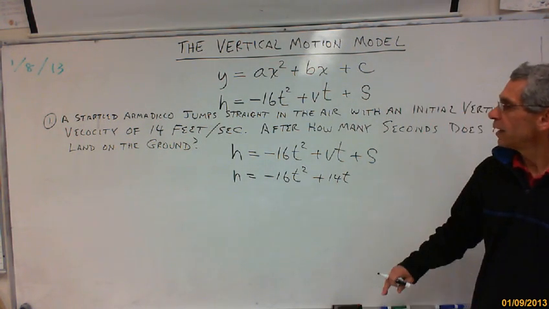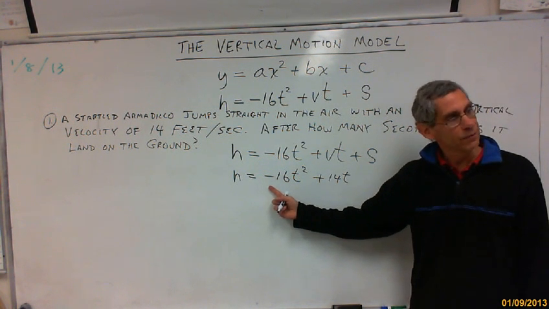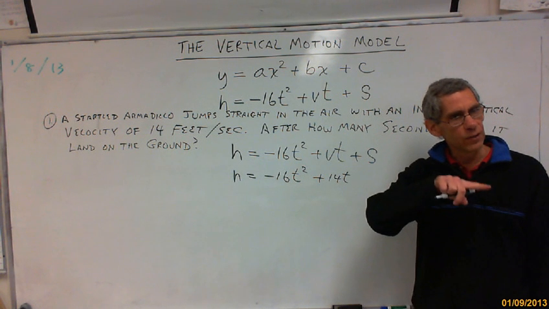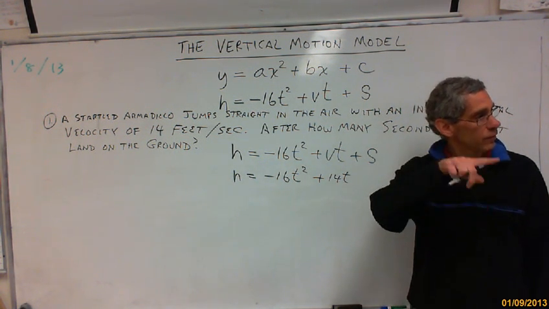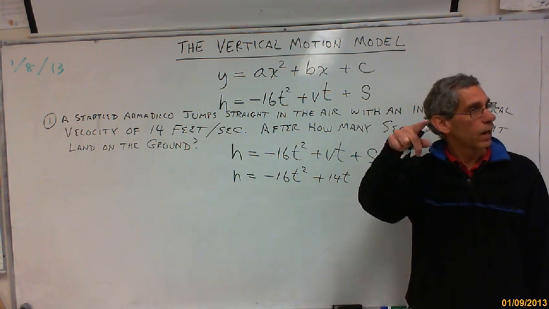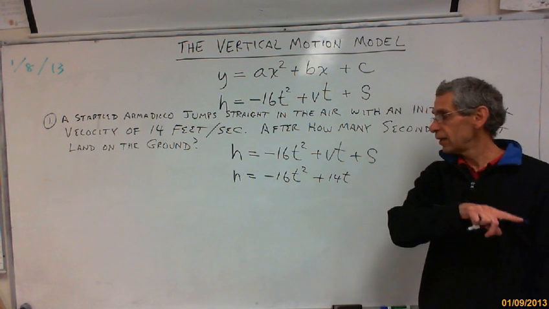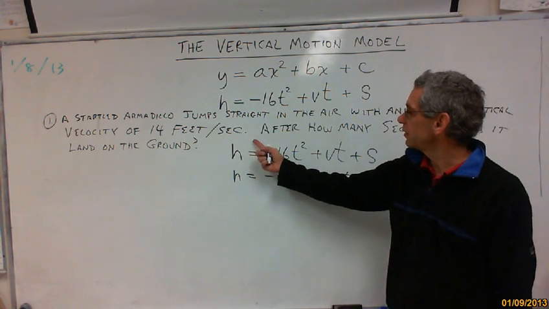All right, so that's our equation. It makes sense that it's negative 16. What kind of a parabola? It's a sad face parabola. Most often when you're dealing with gravity, it's going to be a sad face parabola, right? You're going to go up in the air and then you're going to come back down again. That makes sense. Now let's see what they ask.